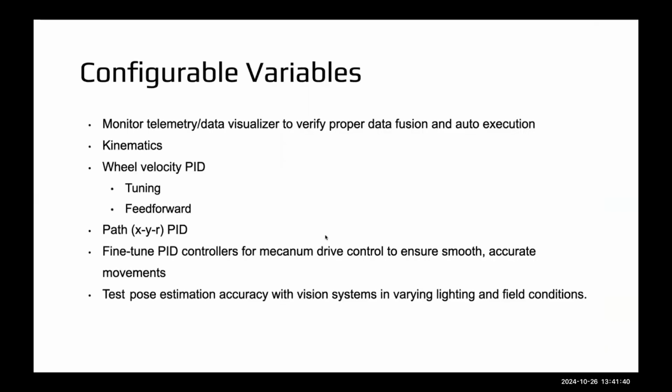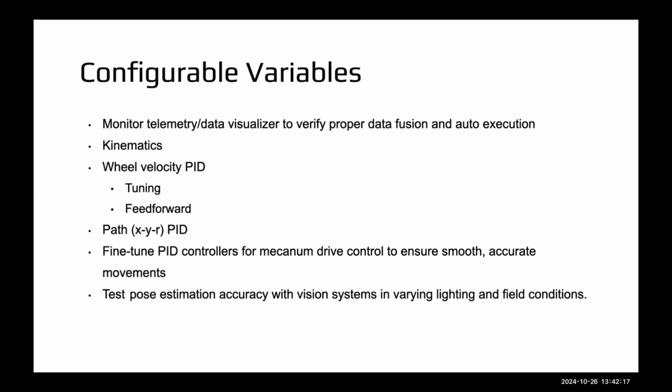Having said that, some things you want to keep in mind: some variables that you want to be tuning are the wheel velocity PIDs. That's kind of the purpose of the data visualizer. If you're running the auto, you want to make sure that the requested or target wheel velocities match up with the actual wheel velocities. If there's a really big difference between the two, that signals that you need to work on your wheel velocity PID tuning.